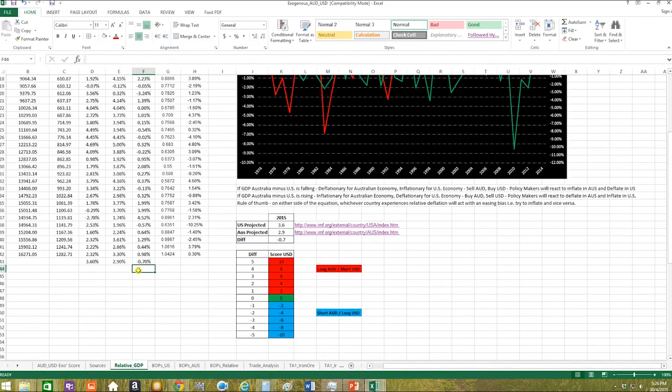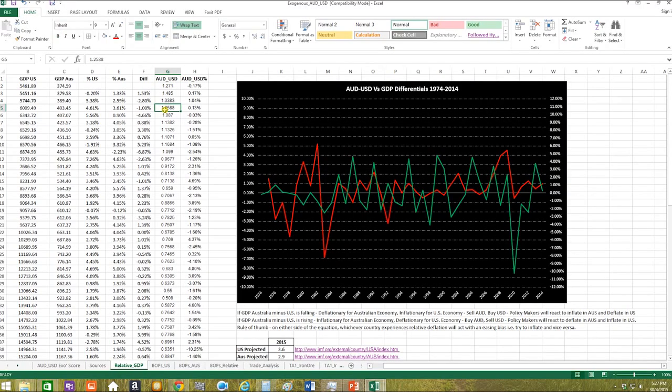So a month and a half ago, US projected was 3.6% and Australia was 2.9%. So the differential was minus 0.7%, because we're doing Australia minus United States. Now, obviously, that's narrowed since, so it's been rising. So just bear that in mind as we go back to the presentation, and we'll analyze this from the beginning of March 2015. And we'll go back to the presentation now and see how we build out our scorecard properly when we're looking at this.